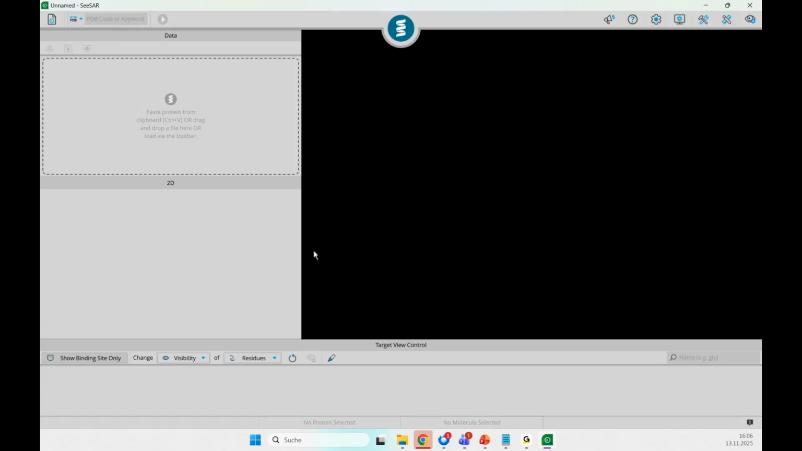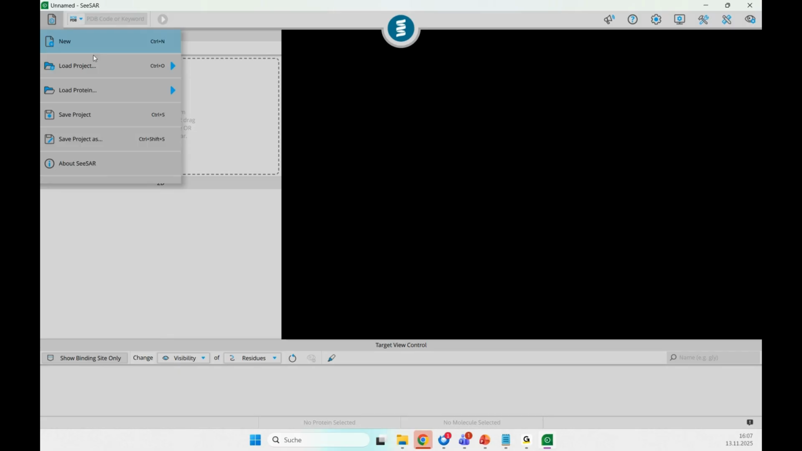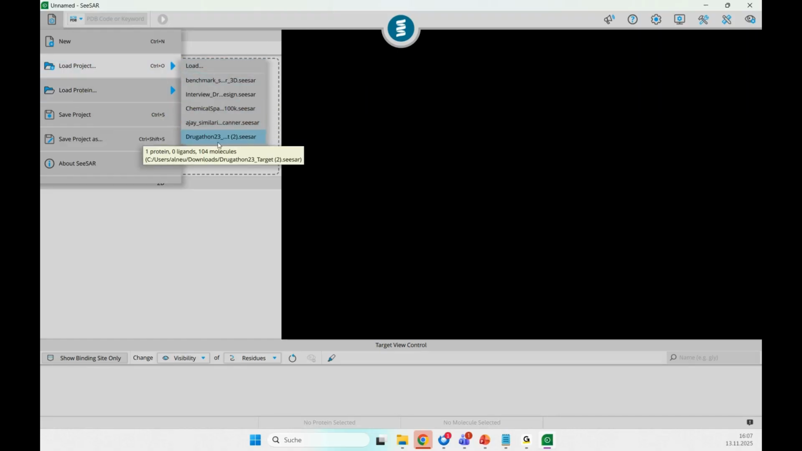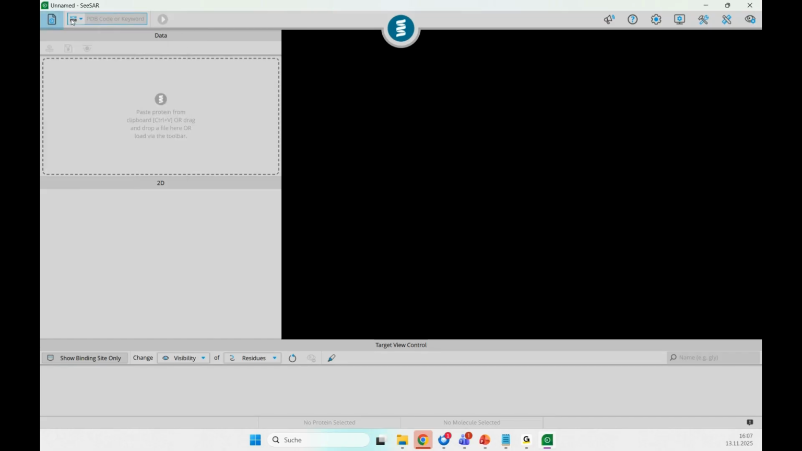This is the interface of SeeSAR, and obviously, since we are trying to do some drug discovery on a target, we need a target. For this, we can load our structure with the menu here, and then select one of those proteins we have worked with so far, or we can load a previous project that was saved with SeeSAR. The most convenient way to actually get to your target is to use the search box here, which is coupled to the PDB database, the protein database.